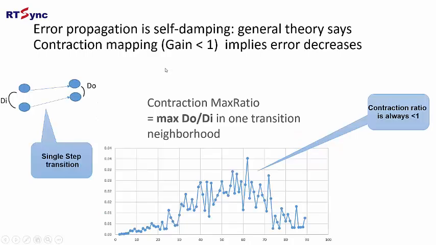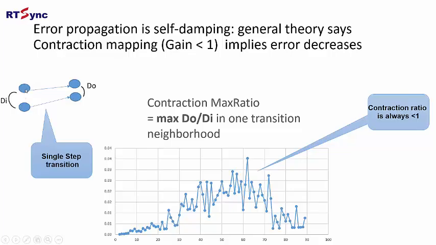And then recalling that the error propagation is self-damping. If the gain, recall that discussion, the gain being less than 1 would imply that the error always decreases. And that can be formalized in general as a contraction mapping.